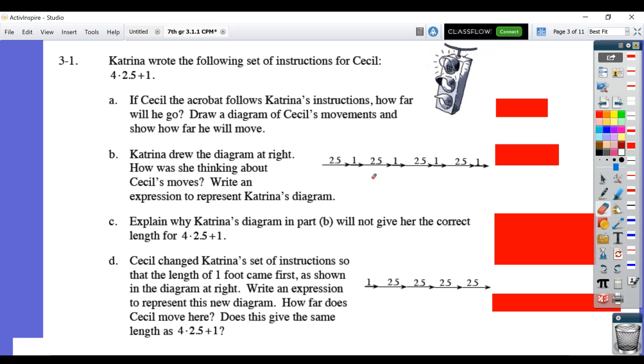And then why this diagram, again, would not have worked for the original set of instructions, you're going to explain for C. And then for D, if Cecil changed the instructions so that the 1 came first, how would we think about writing that expression? And does that give you the same results as if you'd written it this way?